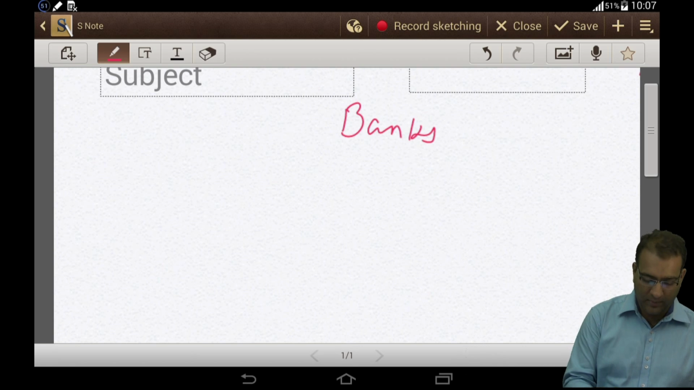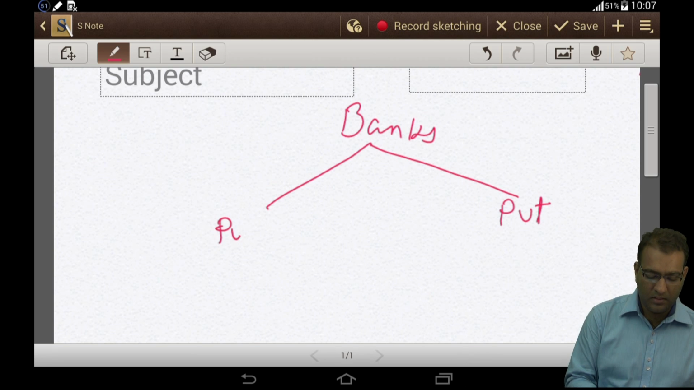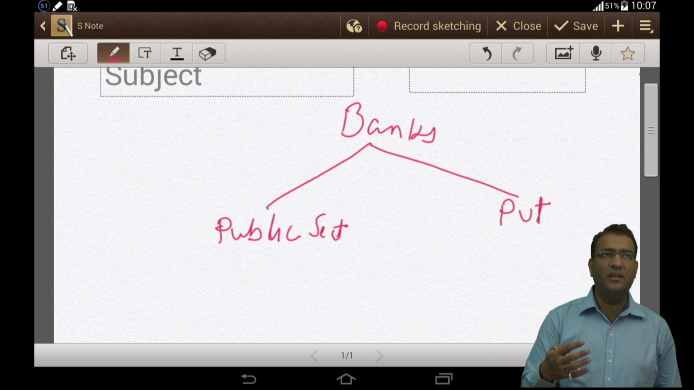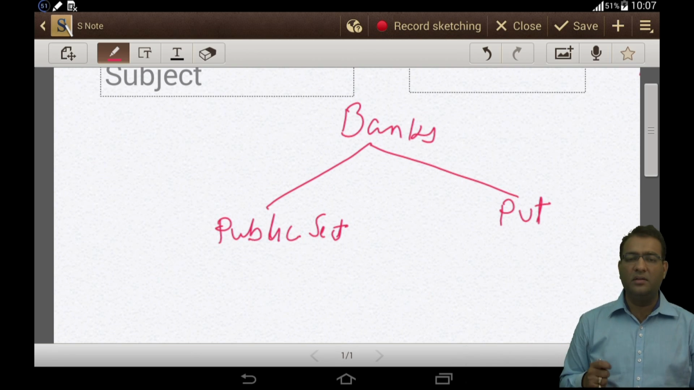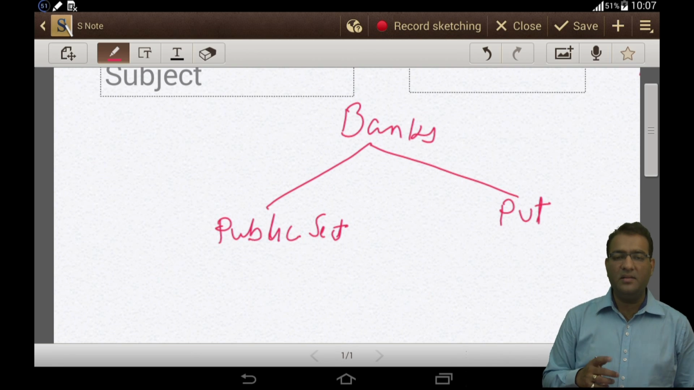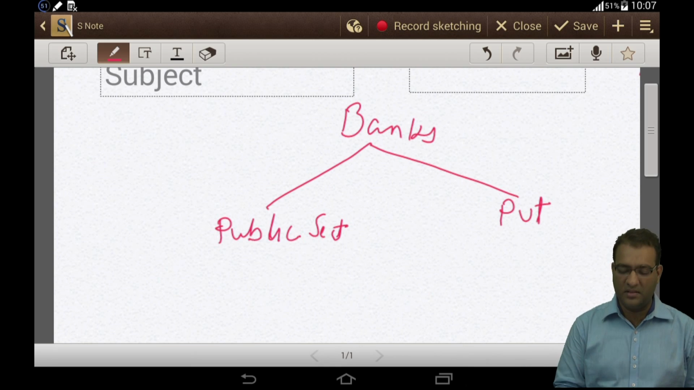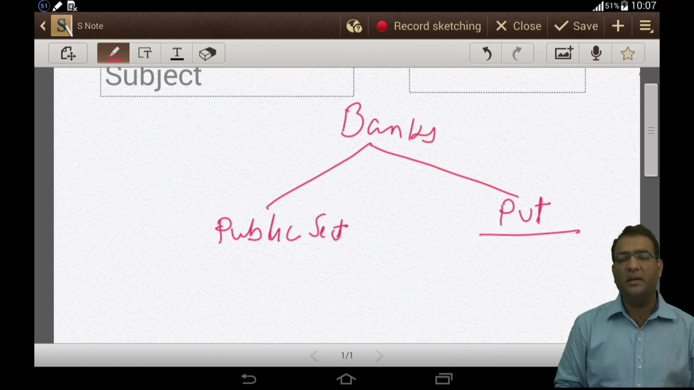In India, there are two types of banks. One is private sector and another is public sector. So basically, all those banks wherein there is some stake of government come under public sector banks, and the second is private sector banks. Some examples of private sector banks are ICICI, HDFC and so on, right?